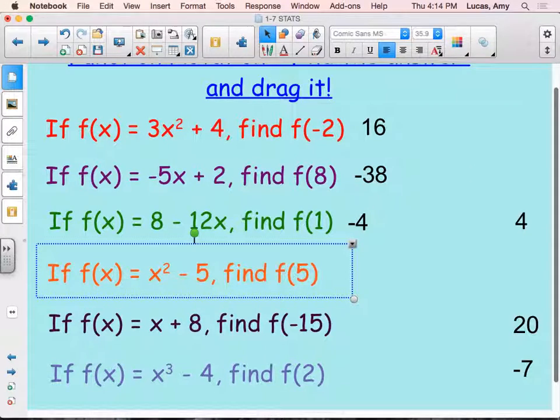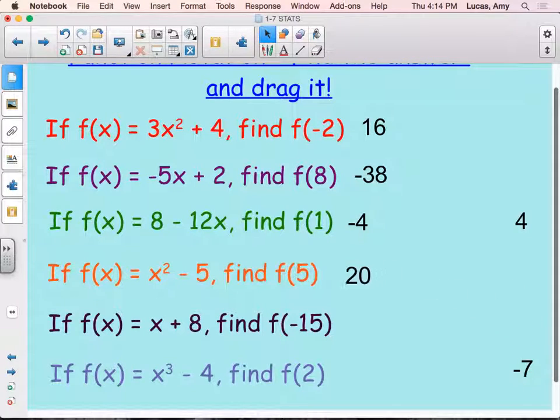Substitute 5. 5 squared is 25. Minus 5 is 20. Negative 15 plus 8 is negative 7. And 2 to the third power, 2 times 2 is 4, times 2 is 8. 8 minus 4 is 4.